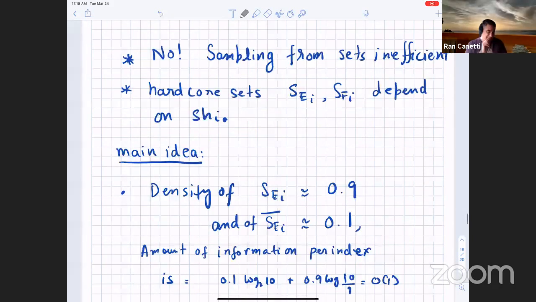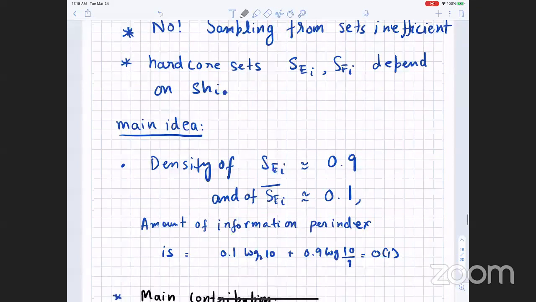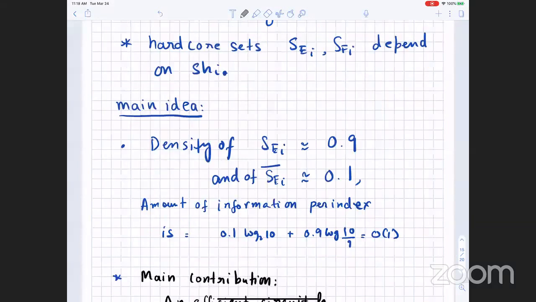Okay. So the main idea in order to fix this is that we observed that the density of each set SEI and the complement is actually pretty big. They are constant dense sets. So if you look at this alpha string that we sampled, for every index, it has just a constant amount of information. So actually, a random sample from this set is not going to have too much information about the shares. And we just need to somehow capture this and write down a proof.